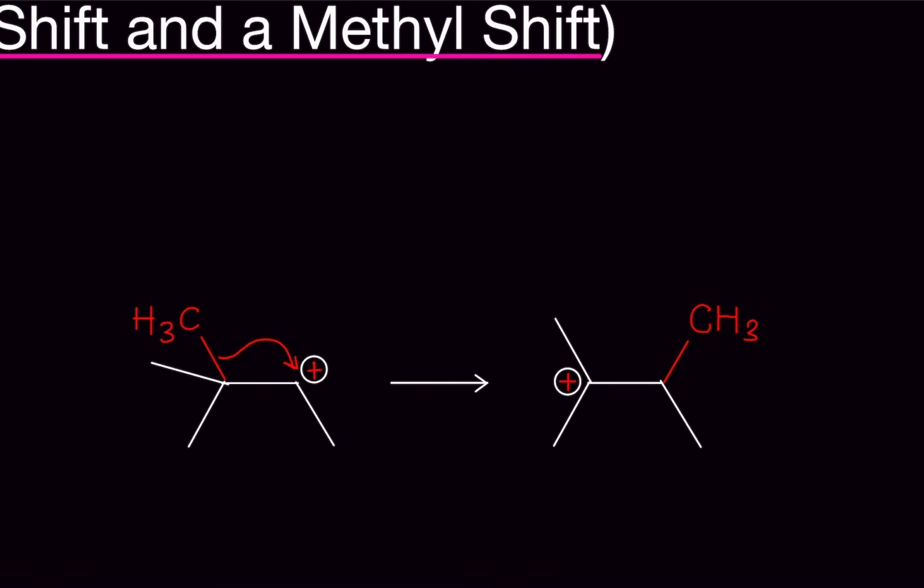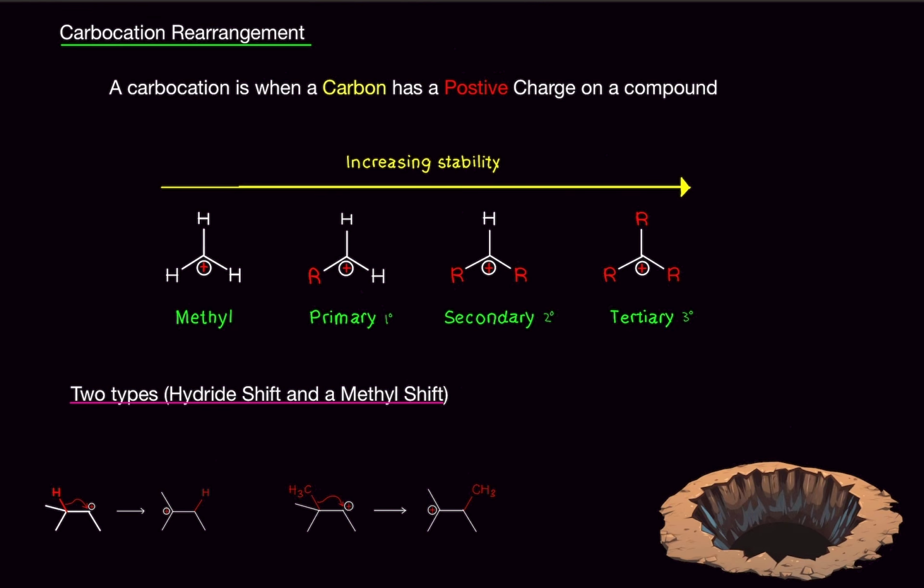Now it's going to be a tertiary, right? Because we have carbon right here, R, R, R. And we basically just move this to where the carbocation is. And that is a methyl shift. Another way you can think of carbocations is a hole.